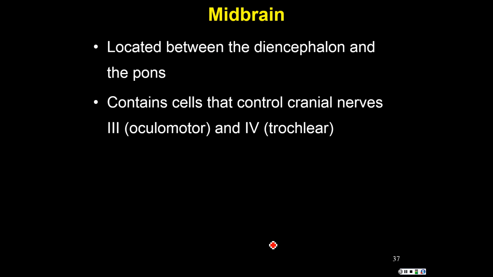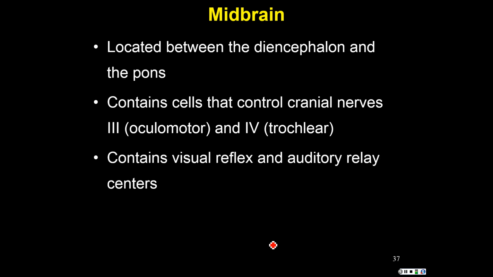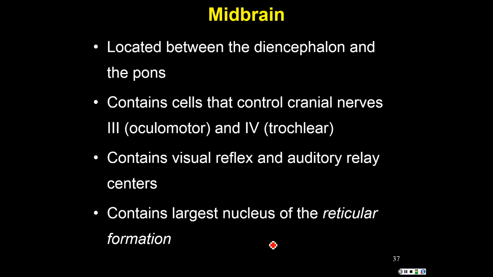Cranial nerves 3 and 4 are regulated here through the brainstem, your oculomotor and your trochlear nerve, and appropriately is going to allow for the pathway for your visual reflexes, and then also your auditory nerves will pass through here as well.